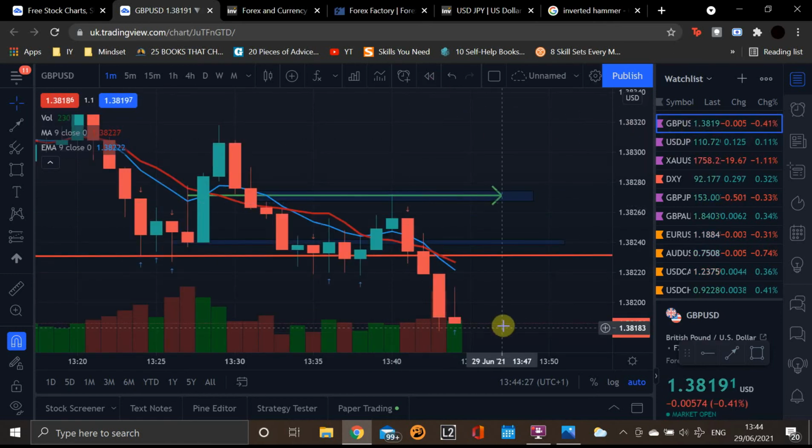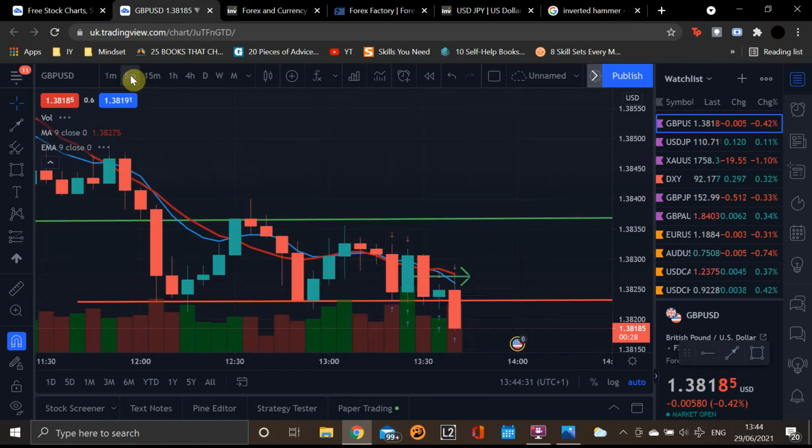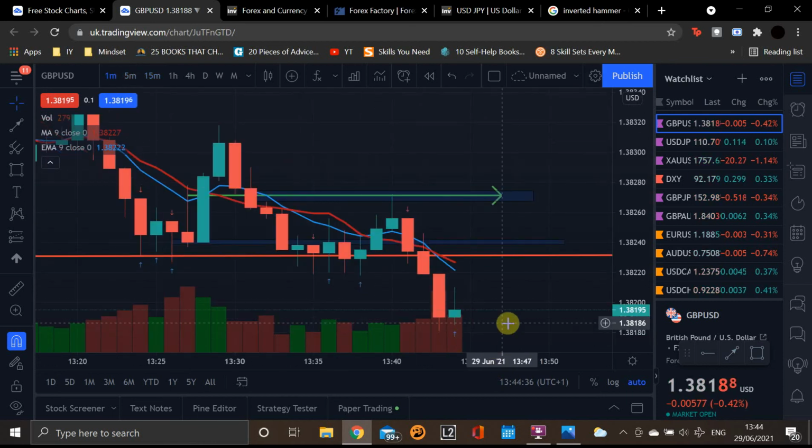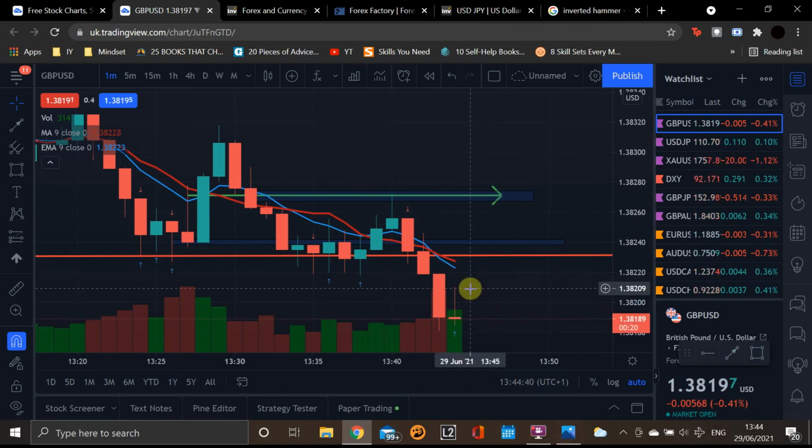GBP USD. Yeah, I see it going down even further. It's a bit of bullish pressure, but I really do see it going down even more.